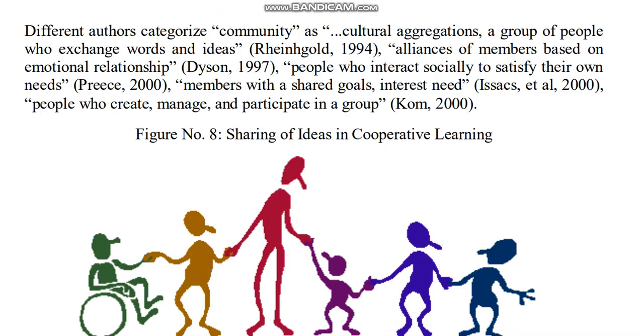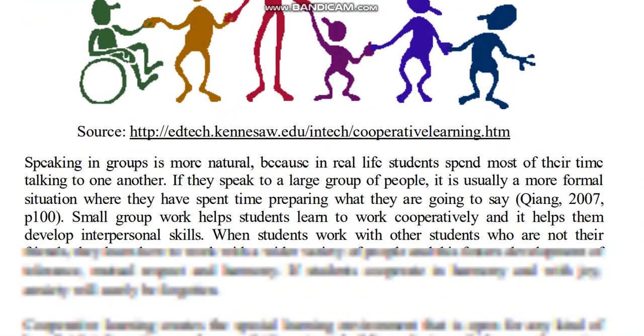Next, different authors categorize community as cultural aggregations, a group of people who exchange words and ideas, an alliance of members based on emotional relationship, people who interact socially to satisfy their own needs, members with shared goals and interests, and people who create, manage, and participate in groups. It is the best example for sharing of ideas in cooperative learning.